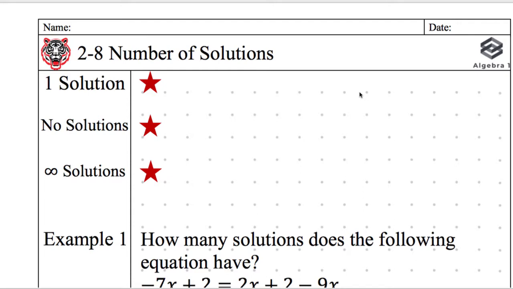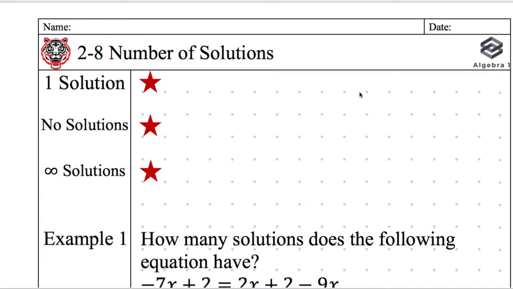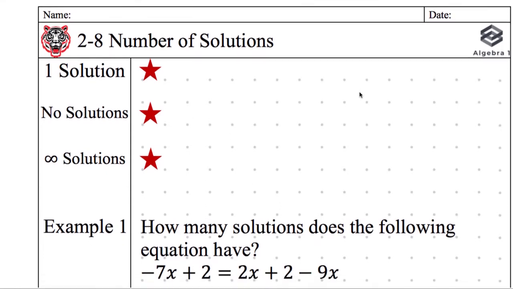All right, we're in Algebra 1. So today we're on lesson 2-8, number of solutions. On our warm-up, we talked about how you can have 0 solutions, you can have 1 solution, you can have more than 1 solution. I want to give you examples of each of these types.